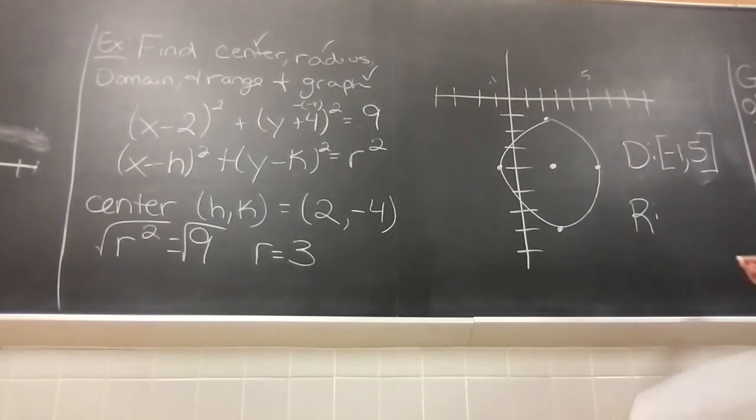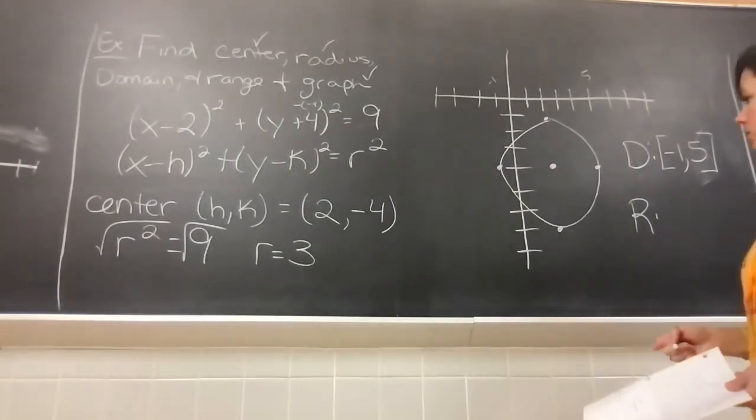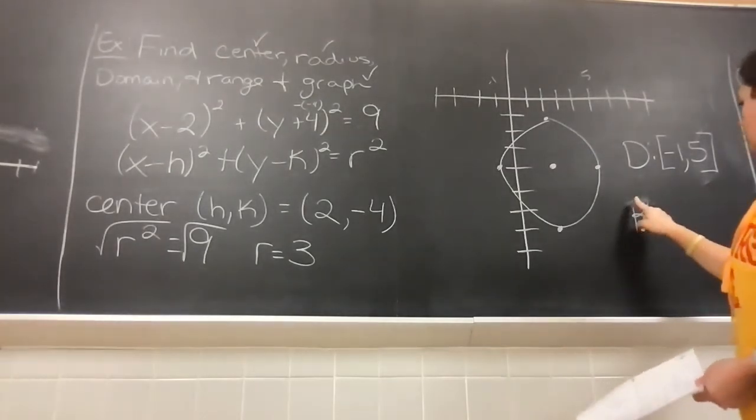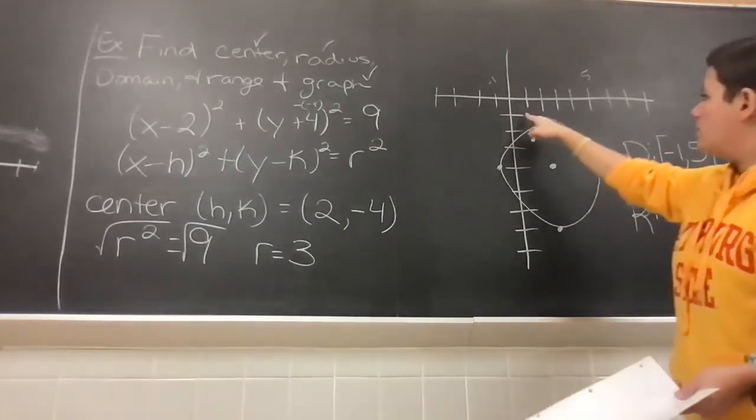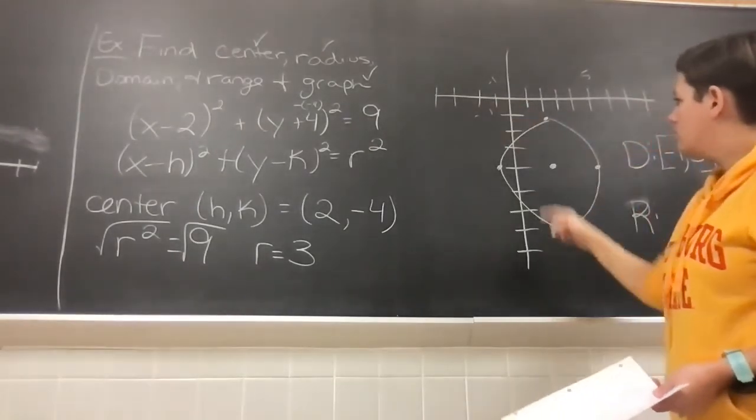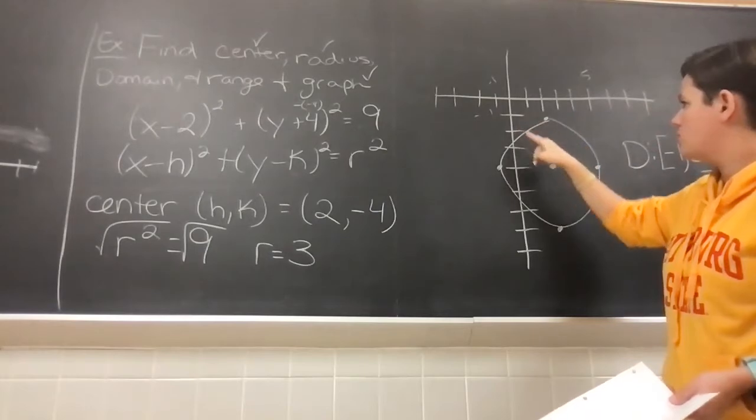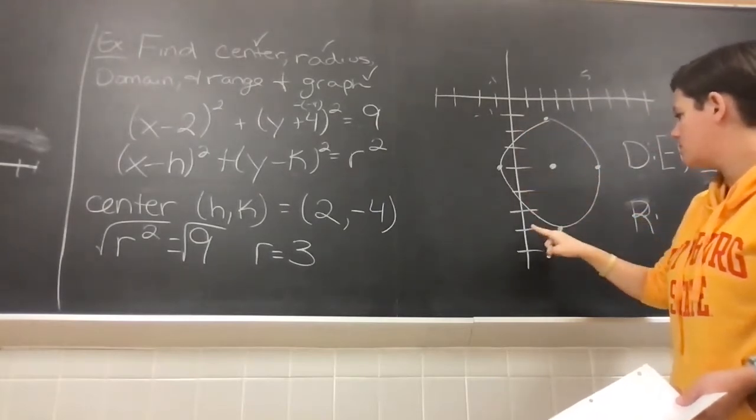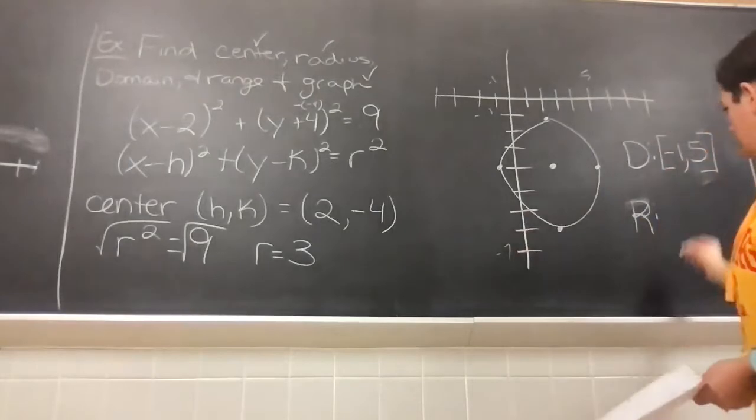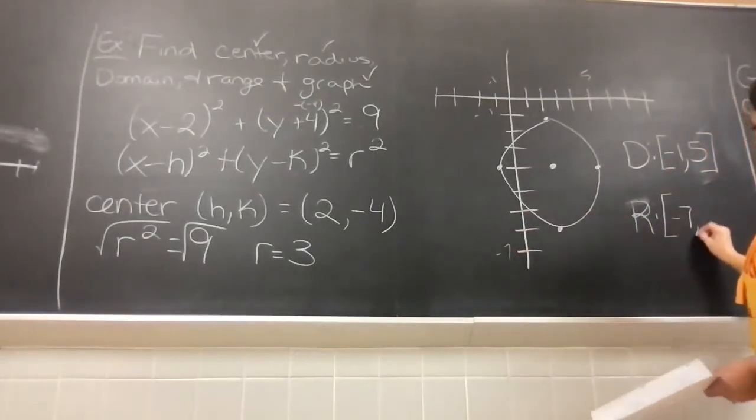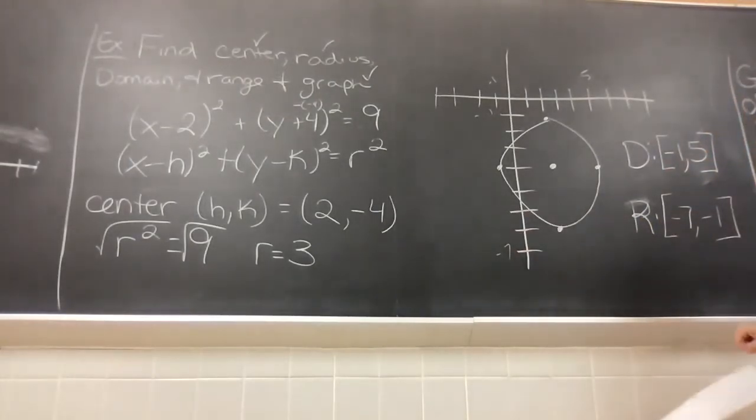Then we do a similar process for our range. Because it's the range. So we go from negative 1 all the way down to negative 7. So our range is from negative 7 to negative 1.